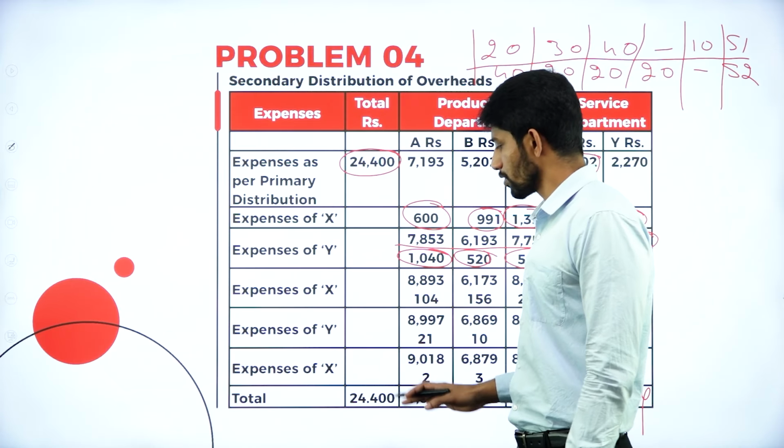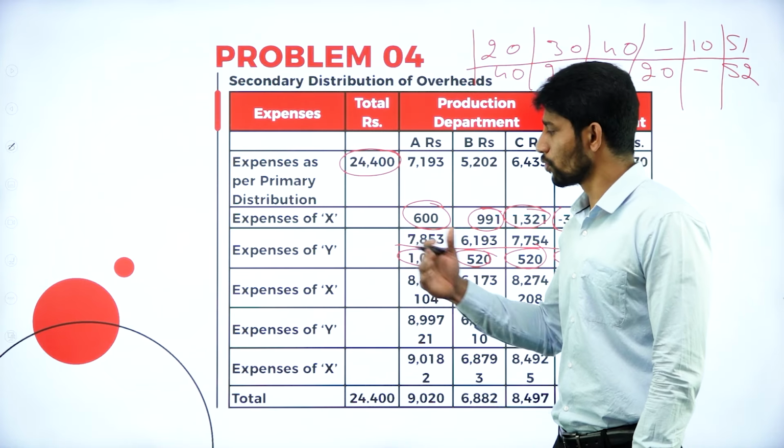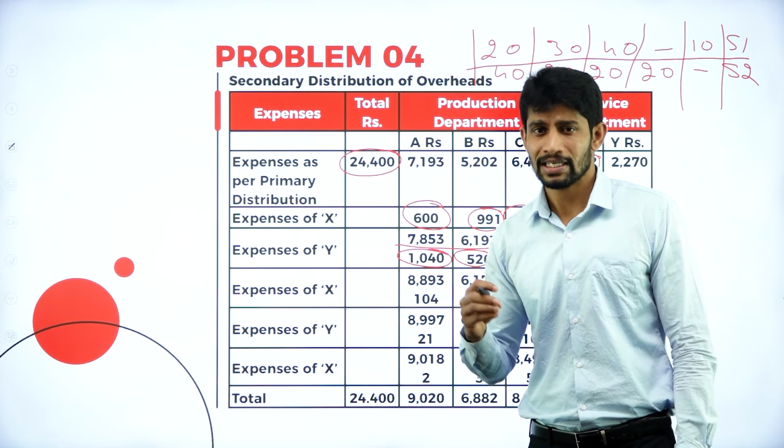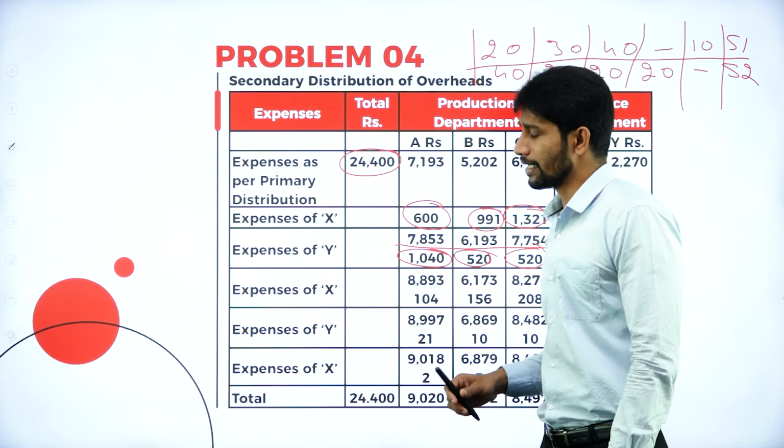C. So this is how we are supposed to distribute the expenses of other departments to other departments until you get 0 with respect to that department. So this is how we are supposed to do the secondary distribution.